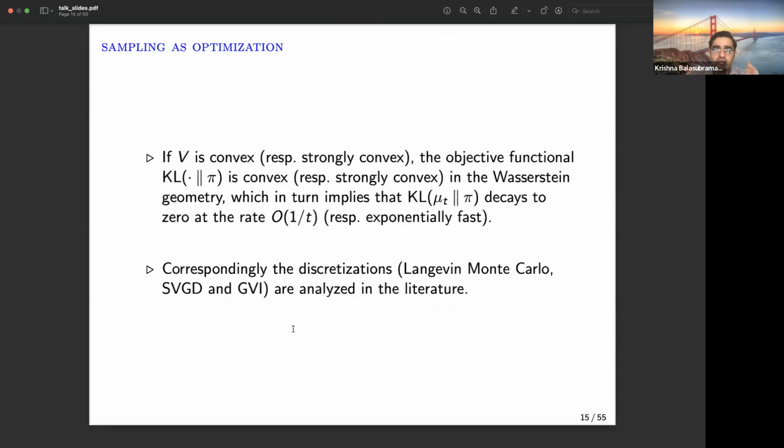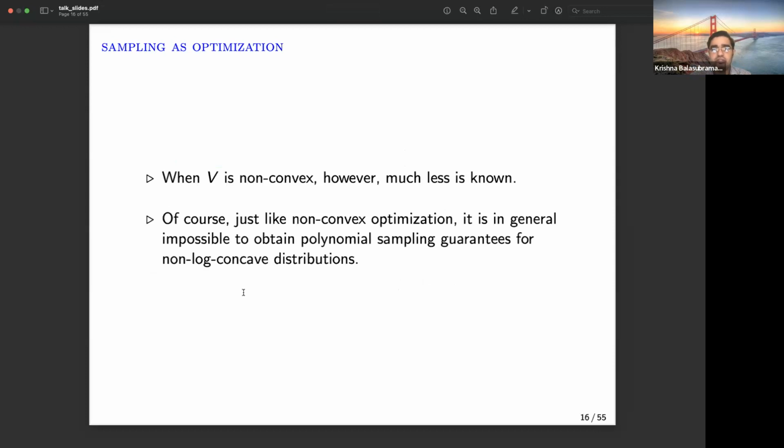All right, so now we have introduced this framework and different types of algorithms. Now let's talk about some guarantees for these algorithms and how we evaluate them. In particular, if V is convex, your objective function also turns out to be convex. There's a lot of work in this case for each of Langevin Monte Carlo, SVGD, and GVI, all of them very recent. But our focus, as I told in the beginning of the talk, is the case when V is non-convex, where much less is known.